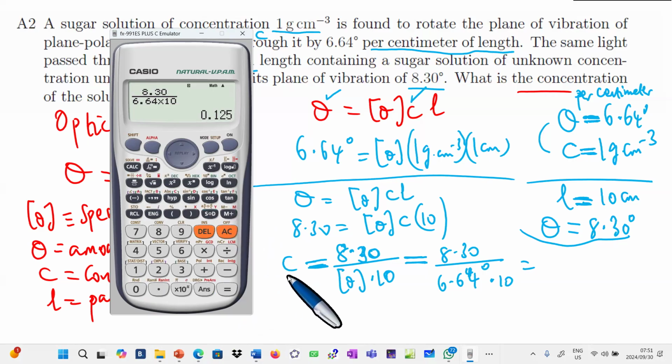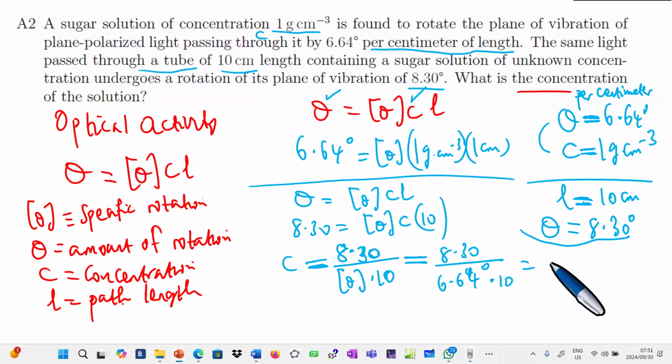Right. We are estimating the concentration to be 0.125 grams per cubic centimeter. So that will be the concentration. We estimate the concentration to be exactly that one, 0.125 per cubic centimeter. Okay, so think about this and make sure that you understand this.